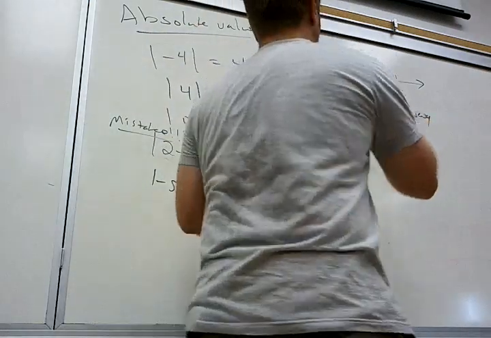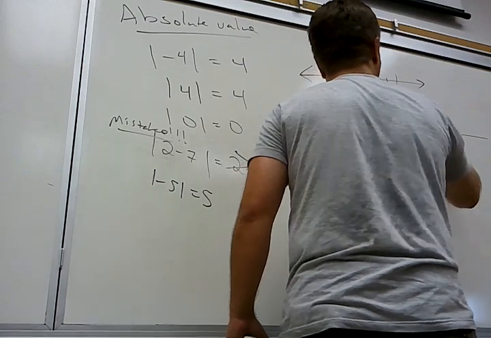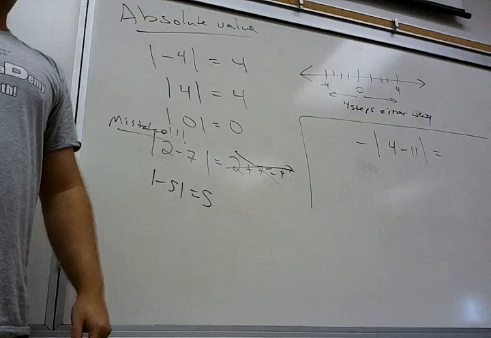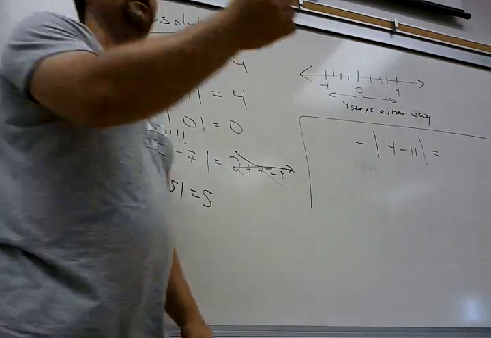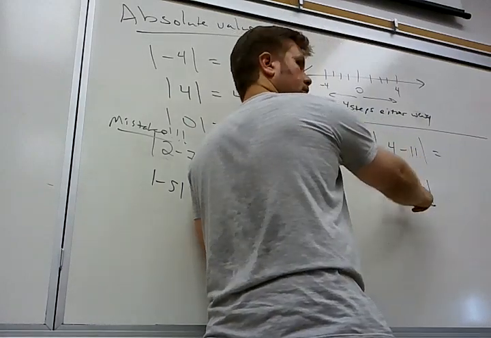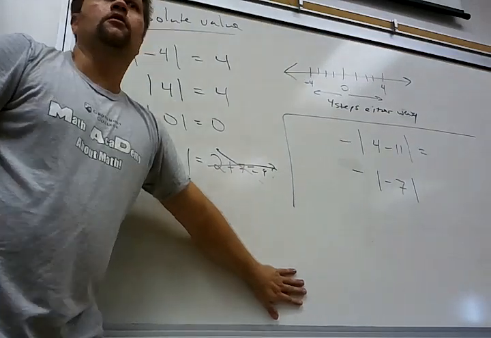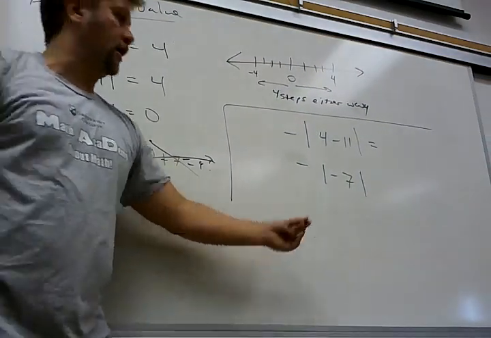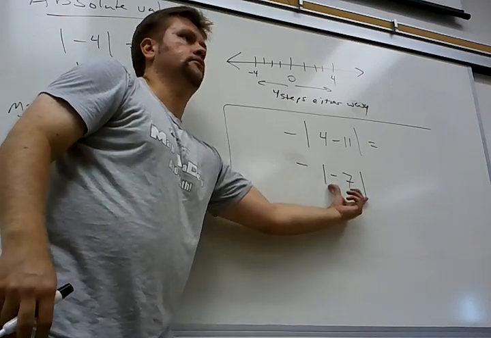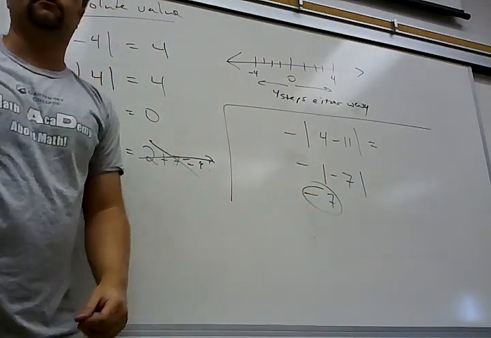People get a little confused about this, but what would this be? You solve the inside first. Order of operations saves you. Minus 11, so what do you do first? 4 minus 11 is negative 7, the inside. Can these two negatives cancel? No, because you have to do the absolute value now. What's the absolute value of negative 7? 7. So there's the answer.